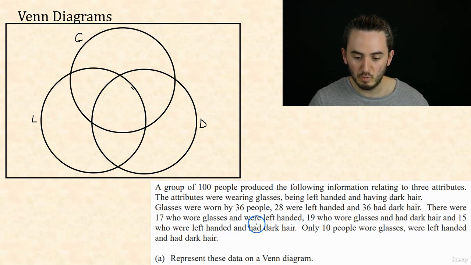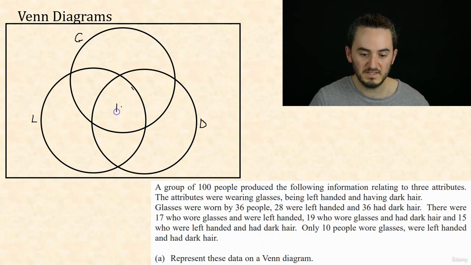There were 17 who wore glasses and were left-handed, 19 who wore glasses and had dark hair, and 15 who were left-handed with dark hair. Only 10 people wore glasses, were left-handed, and had dark hair. All right, so those 10 people go in the middle. They're the 10 people who have all three attributes.